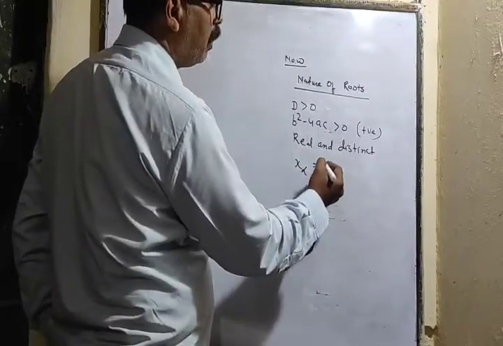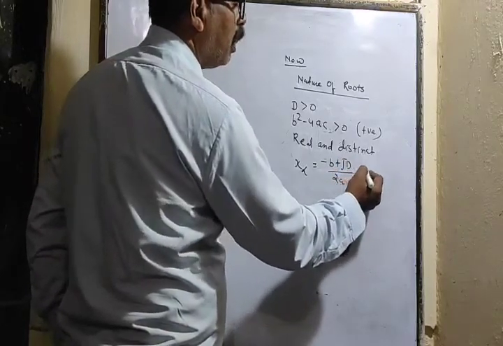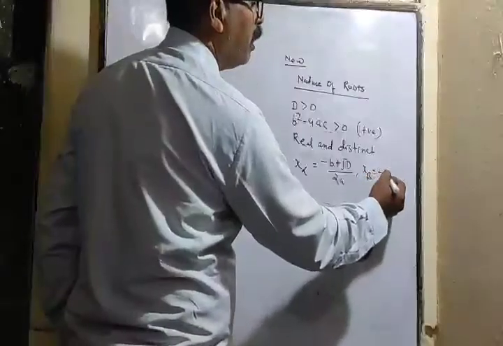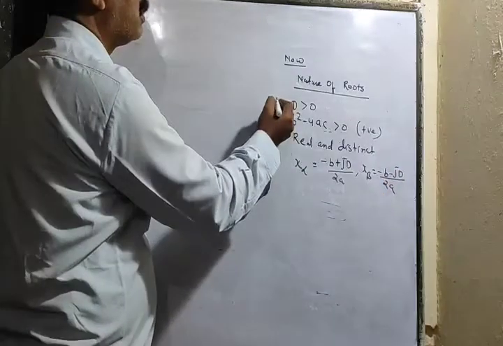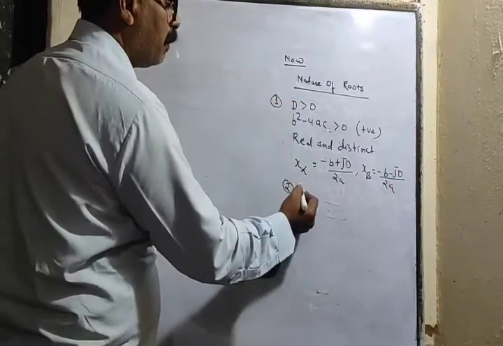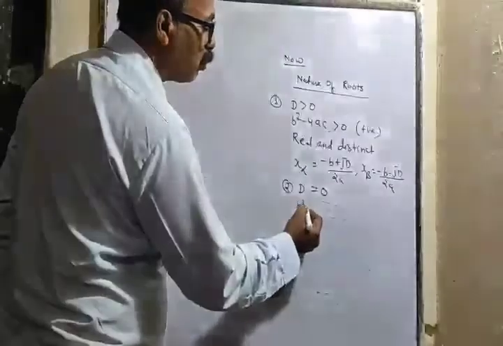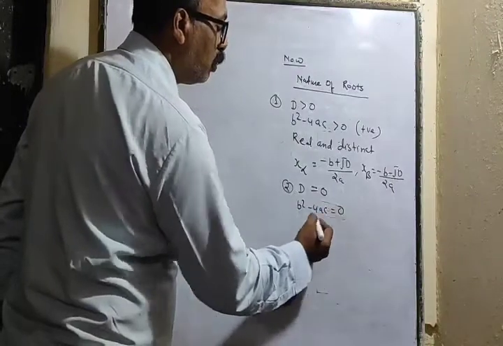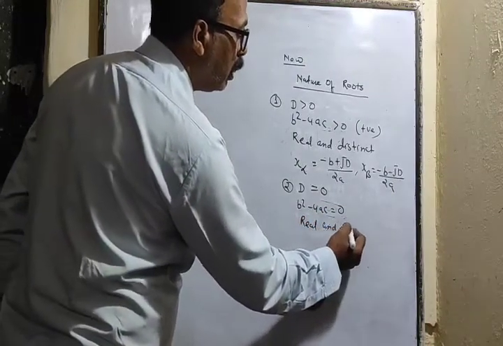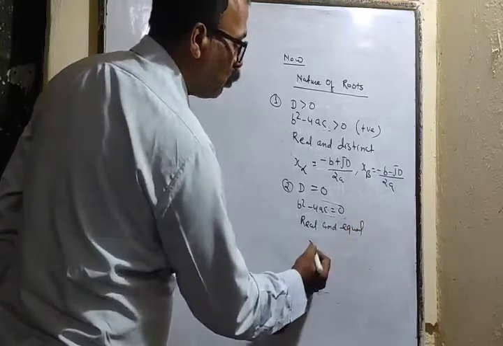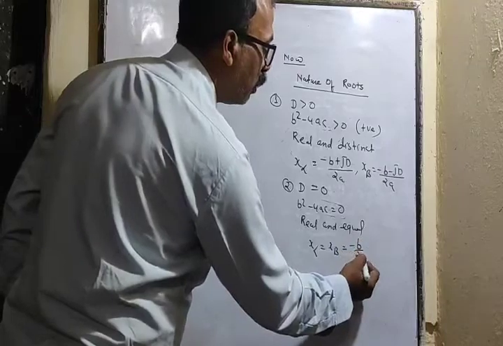The first root x alpha will be minus b plus root over D by 2a, and the second root x beta will be minus b minus root over D by 2a. This is the first case. Second case, if D is equal to 0, meaning b square minus 4ac is equal to 0, then roots will be real, but they will be equal. Real and equal. And each root, x alpha or x beta, will be equal to minus b by 2a.